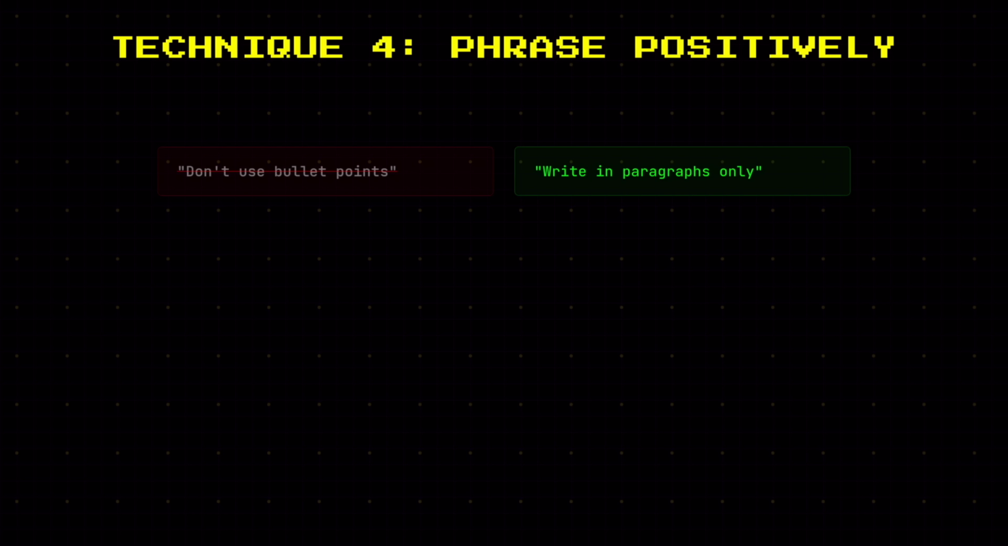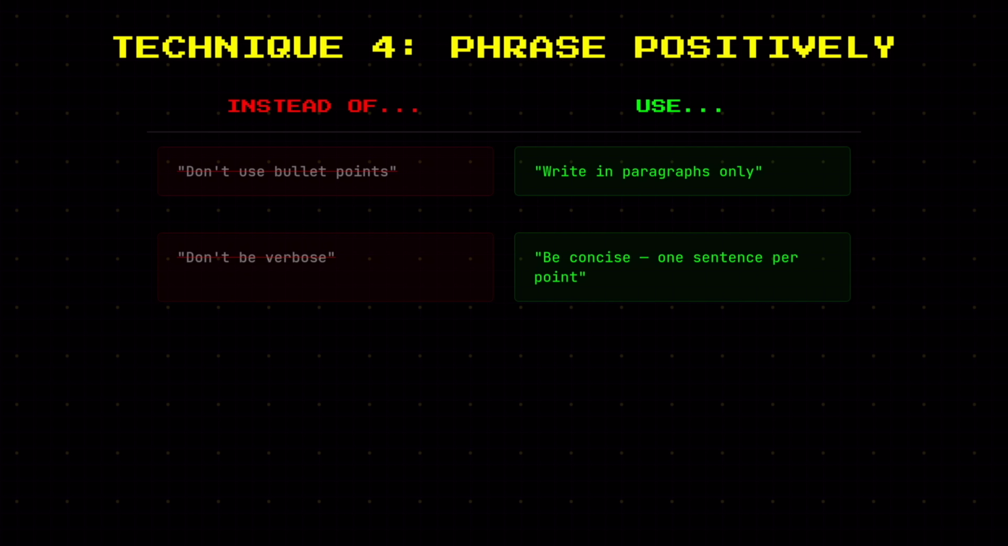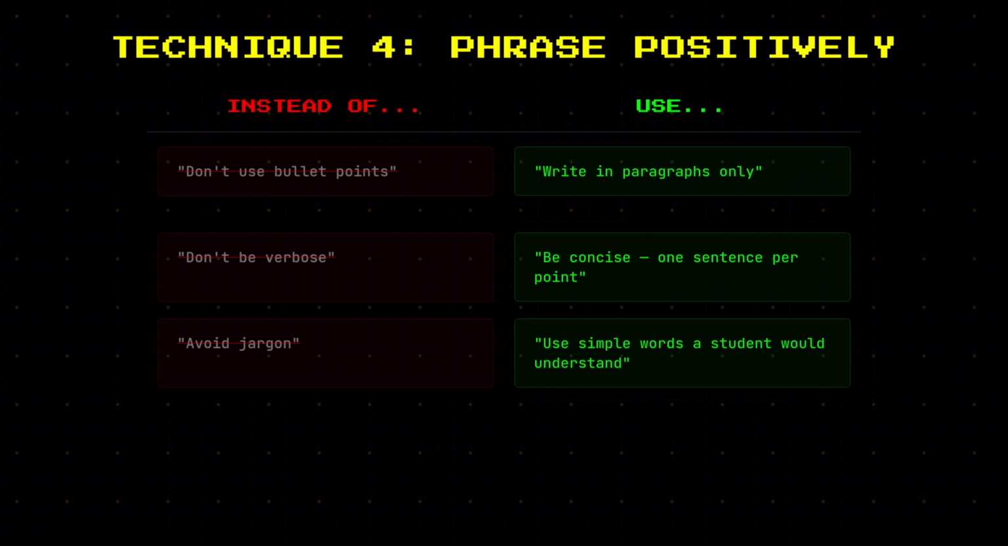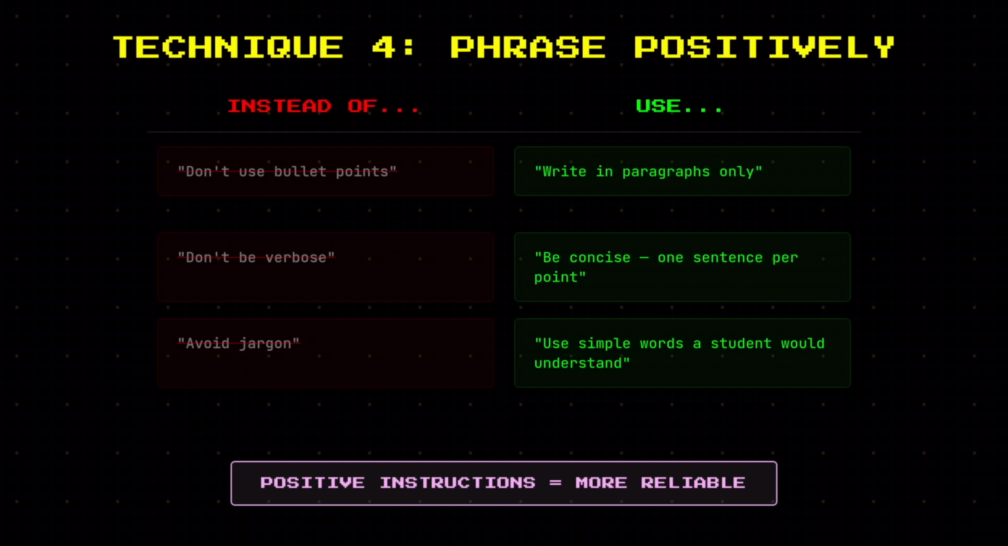We already saw the "don't use bullet points" example. Here's the pattern more broadly. Left column, the negative version. Right column, the positive rewrite. Don't be verbose becomes be concise, 1 sentence per point. Avoid jargon becomes use simple words a high school student would understand. Every one of those rewrites is more reliable than the version it replaces. The model handles positive instructions more reliably.